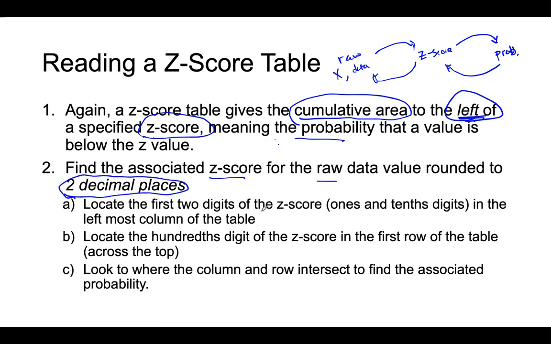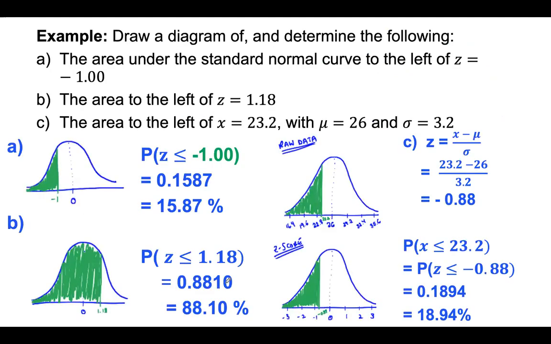Locate the first 2 digits of the z-score, the ones and the tens, in the leftmost column of the table, and then locate the hundredths digit of the z-score in the first row of the table across the top. And then you look at where the column and the row intersect to find the associated probability.